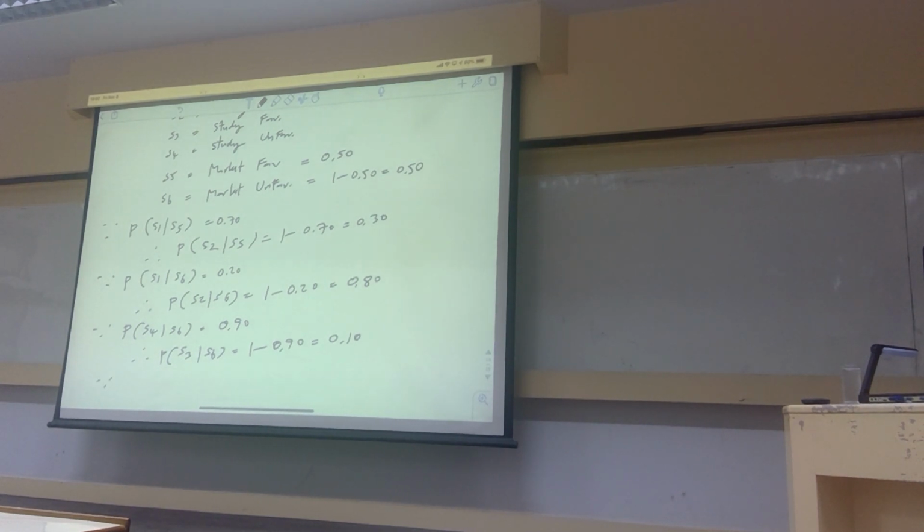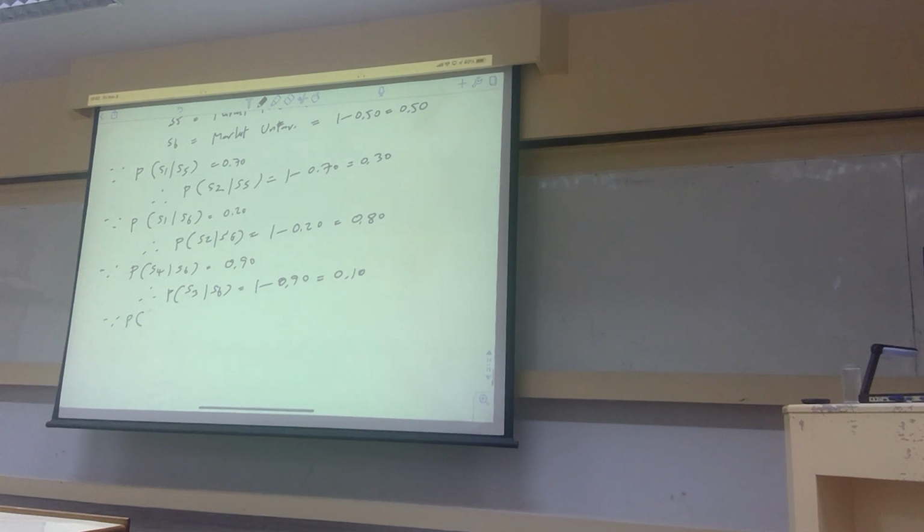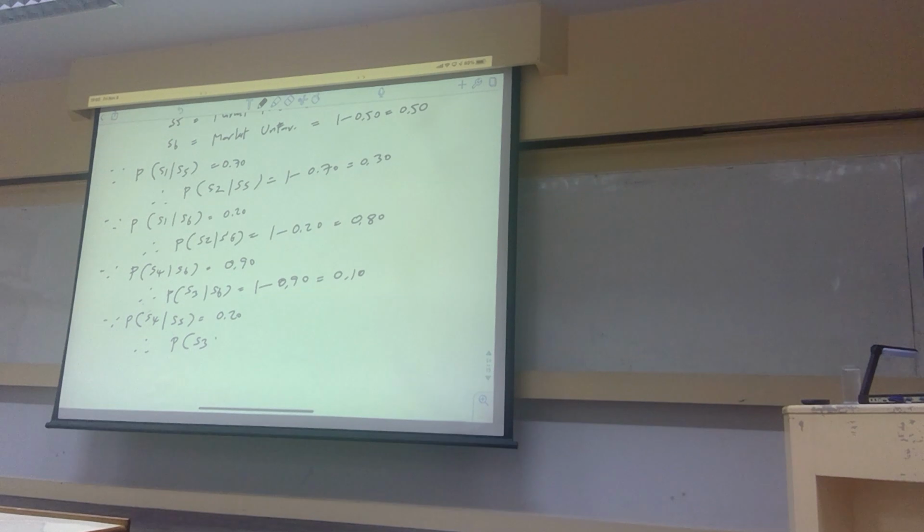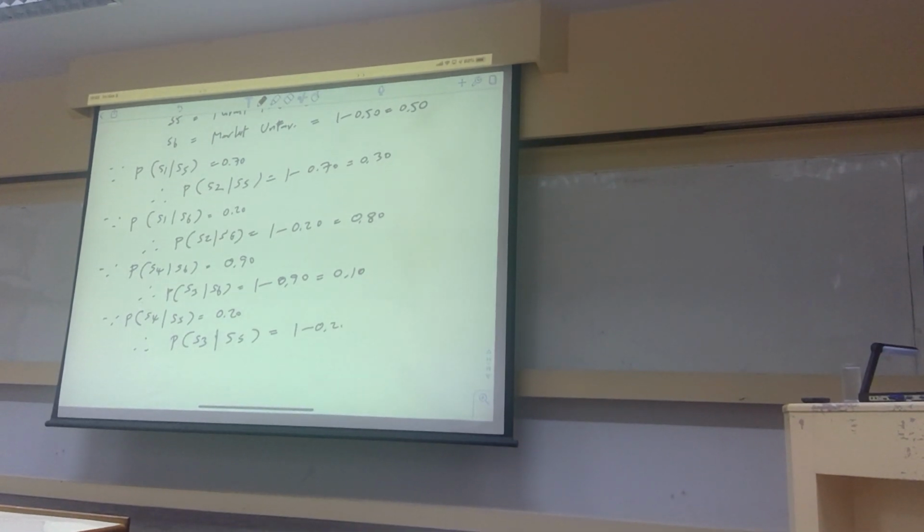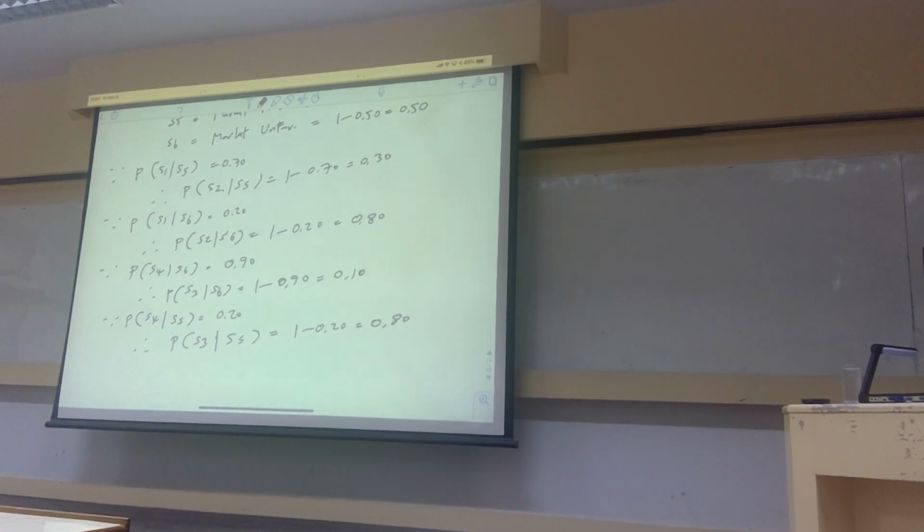And how about the last one that we know? The probability of an unsuccessful pilot study, S4, once again, given favorable market S5, is equal to 0.2. This is given by the problem. So the probability of S3, pilot study favorable, given S5 will be equal to 1 minus 0.2, or 0.8. So now we know the conditional probabilities for all. Next, we're gonna find the revised probability.